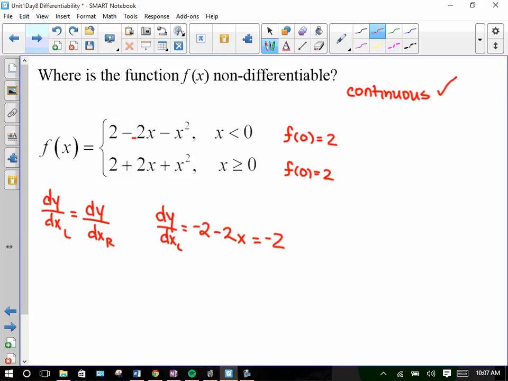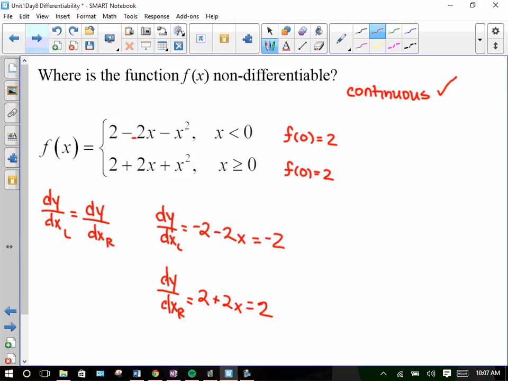This 2 goes away because it's constant. So that's the derivative of 2 is 0. This is the derivative of negative 2 times 1 is negative 2. X goes away and 2 comes out of point, so minus 2x. So then we have dy dx on the right is equal to, that cancels out because that's the derivative of 0, plus 2, so 2 plus 2x. Plug in 0, I get positive 2.